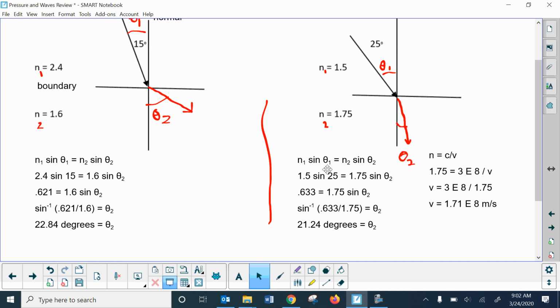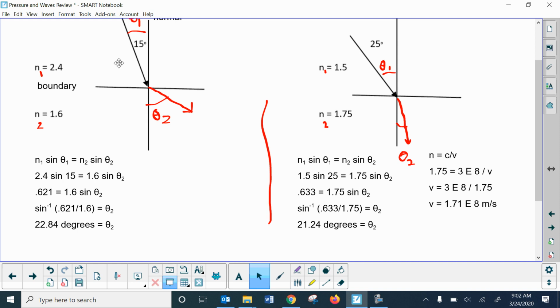So for the next one over here, same kind of setup, starts out this time in 1.5 with sine of 25, and then it equals 1.75, which is what it's going into, sine of theta 2. You're looking for this new angle. So when you do that, you get 21.24. And both those answers agree with what we expected to happen.